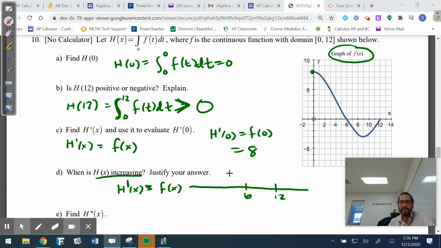And then the graph is positive, negative. Guess what? That means it's increasing from 0 to 6. Why? Because the graph of f of x is above the x-axis. That's simple. It's decreasing from 6 to 12.